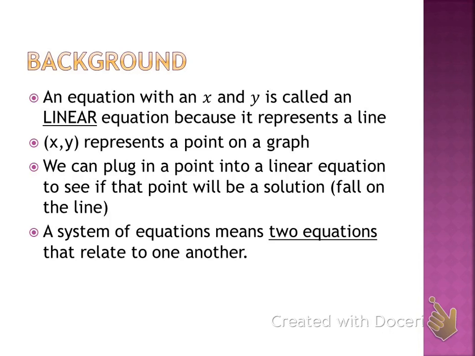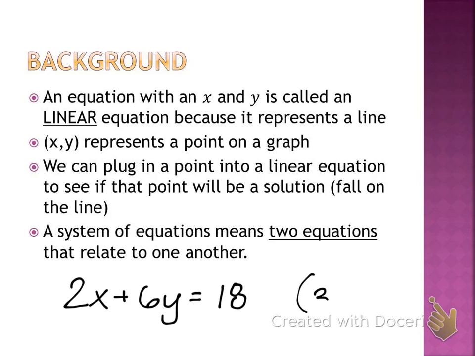X comma y represents a point on the graph, okay? So if I gave you 2 comma 4, we would go to the right 2, up 4, and that is a point on the graph. We can plug a point into any linear equation. Let's say you have 2x plus 6y equals 18, okay? And I said, here's the point, 3, 2. Let's see if this is going to be a solution.